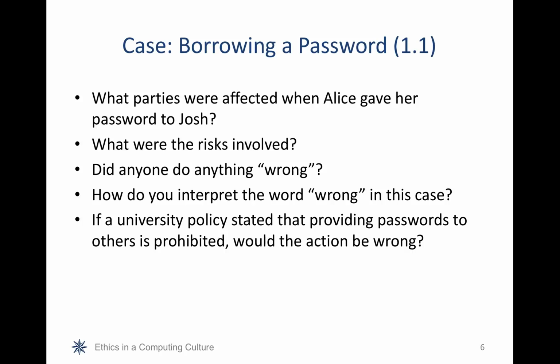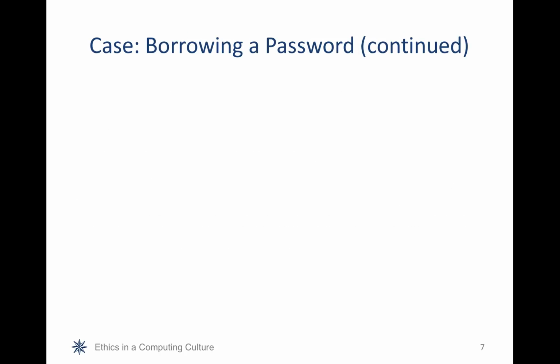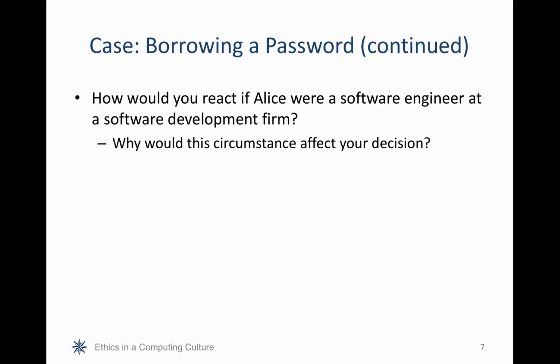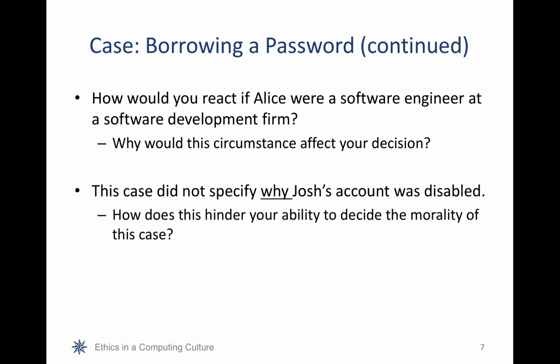If a university policy stated that providing passwords to others is prohibited, would the action be wrong? How would you react if Alice were a software engineer at a software development firm? Why would this circumstance affect your decision? This case did not specify why Josh's account was disabled. How does this hinder your ability to decide the morality of the case?